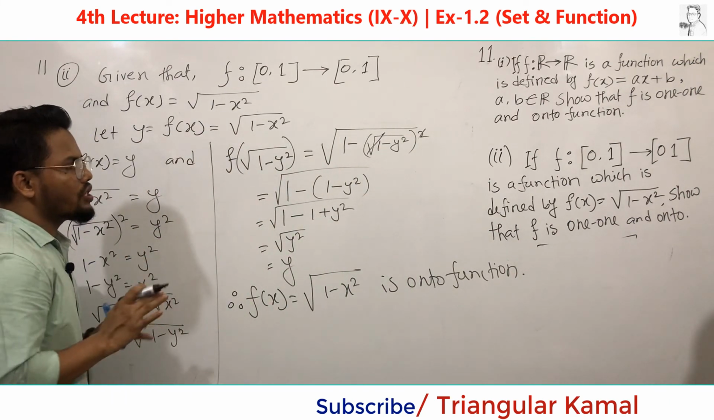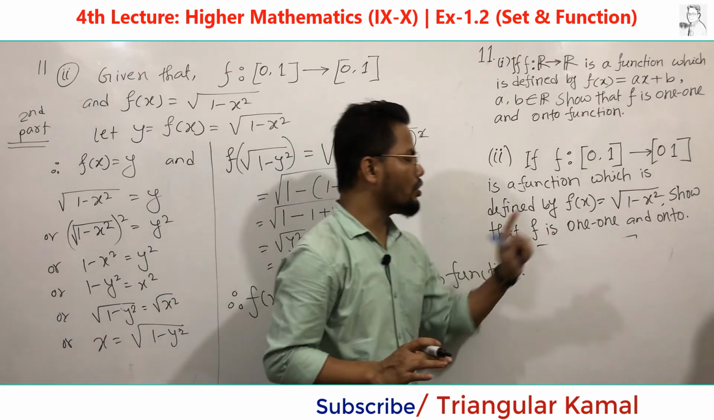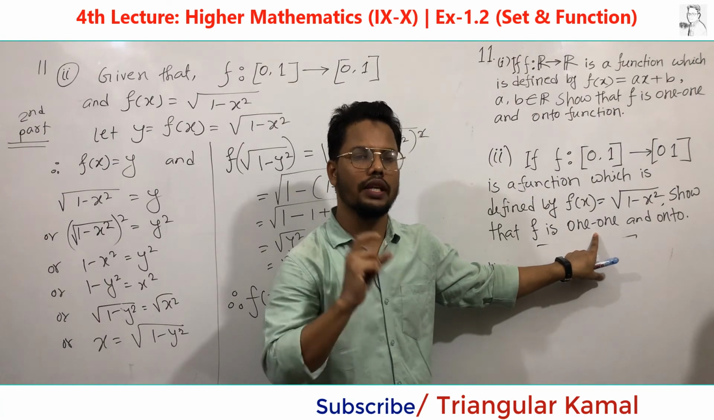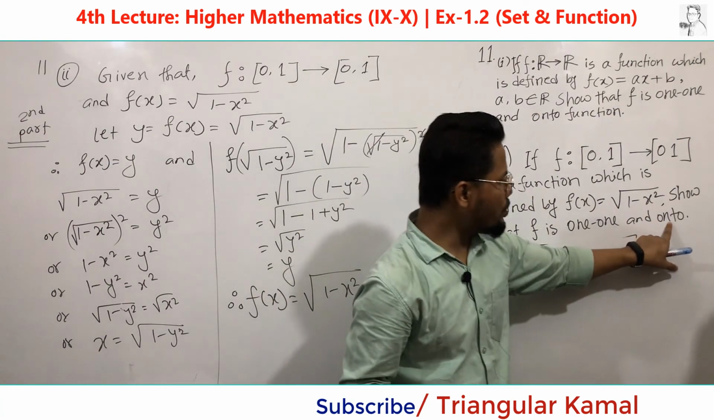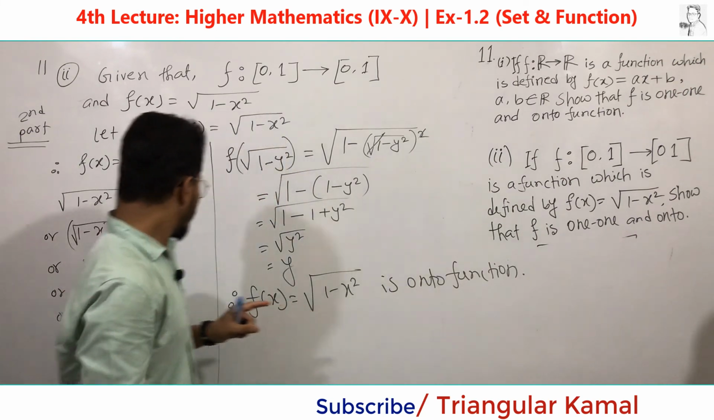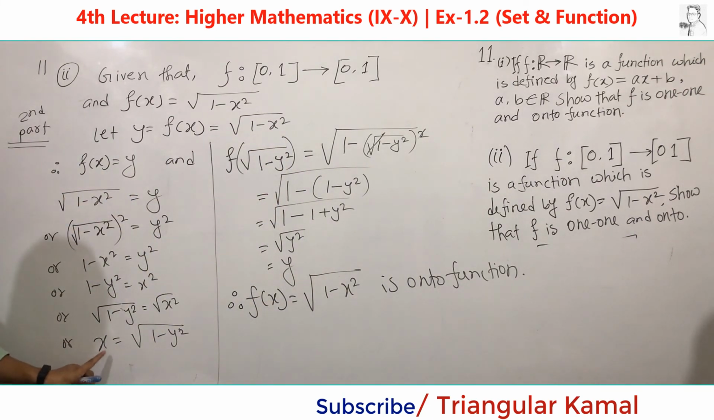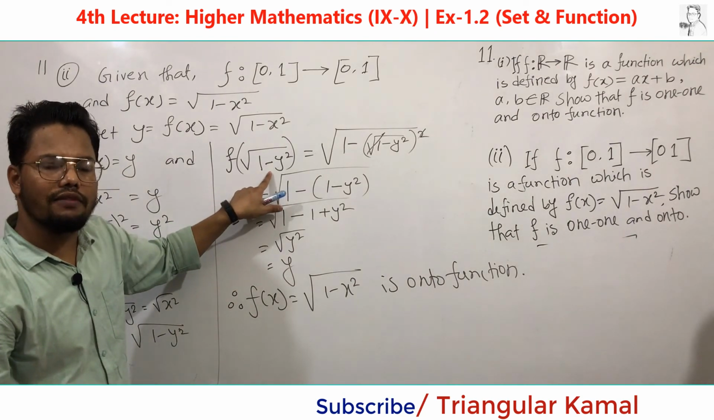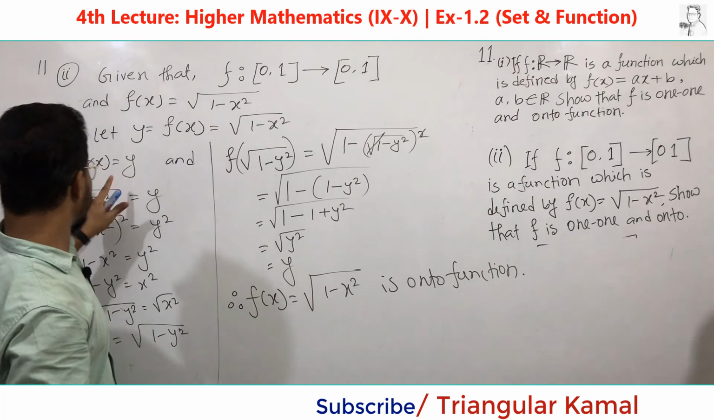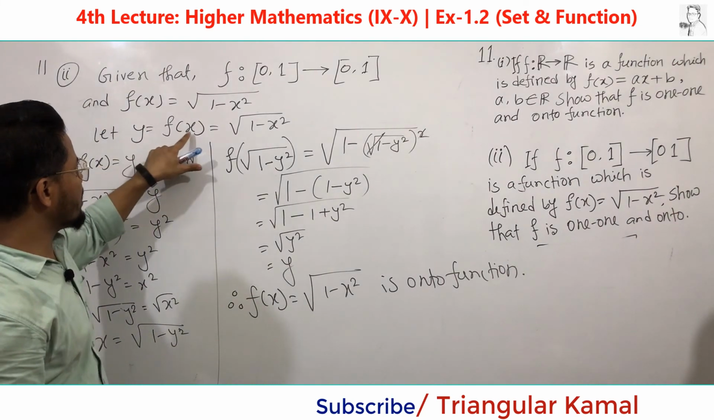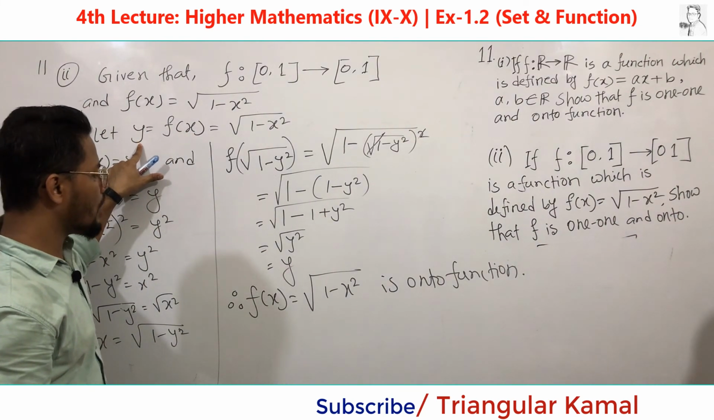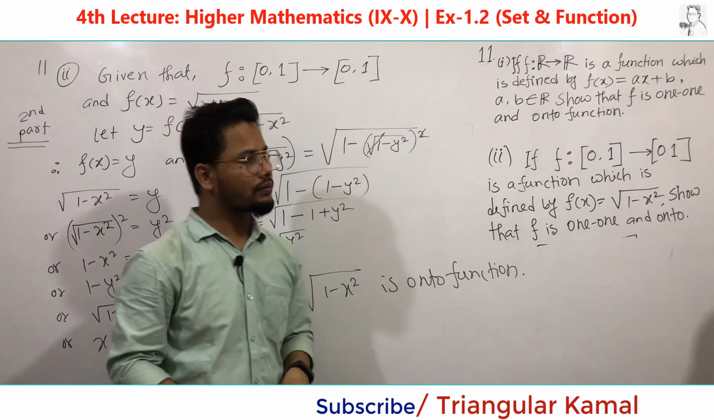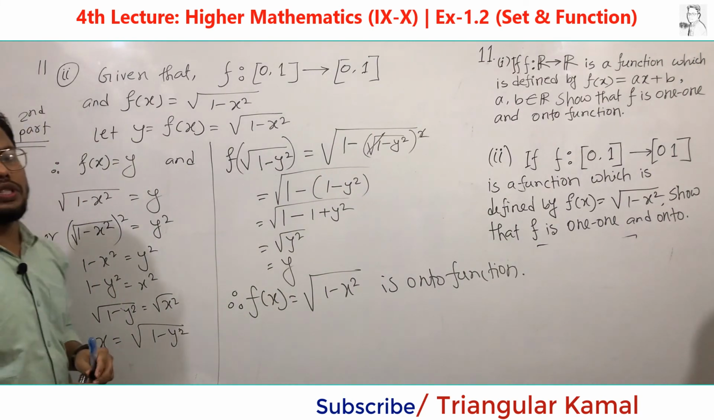So basically the procedure of finding one-one and onto: in terms of one-one, you have to show x1 equal x2, and in terms of onto function, from the equation first you have to find the value of x, and after applying the value of x in the variable, if you get y, finally after doing the calculation, then the given function will be onto function.